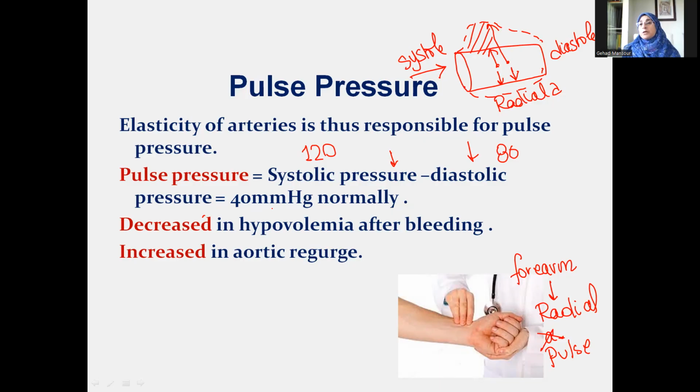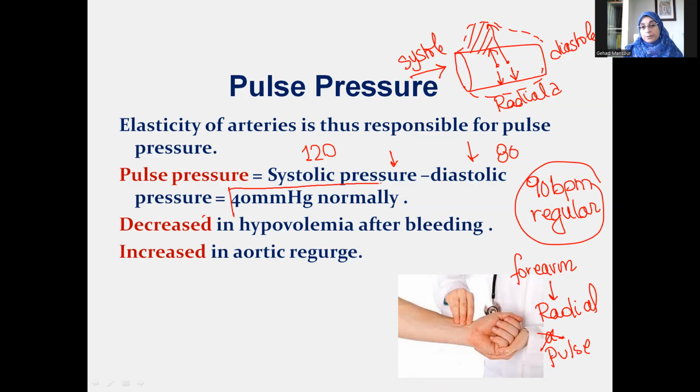Of course, when you measure the pulse clinically, you don't say, for example, the pulse is 40 millimeters mercury. You just count the number of pulses per minute. So you say, for example, that the pulse is 90 beats per minute, and you say that it is regular or irregular. But to determine the pulse pressure, it has to be calculated. You cannot decide just by using your fingers that the pulse pressure is equal to 40.